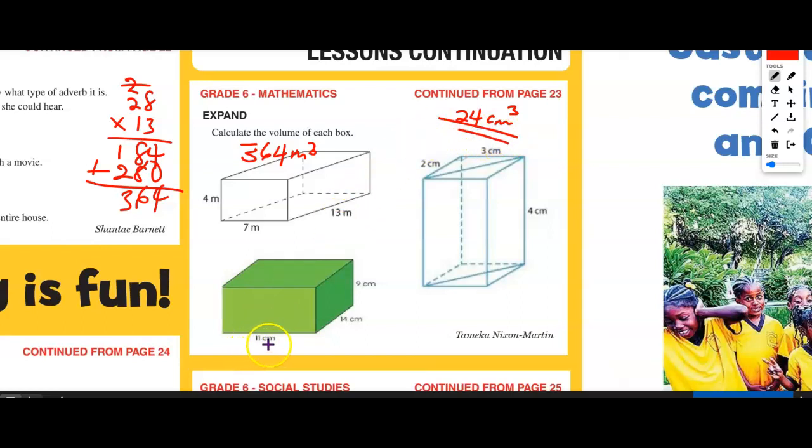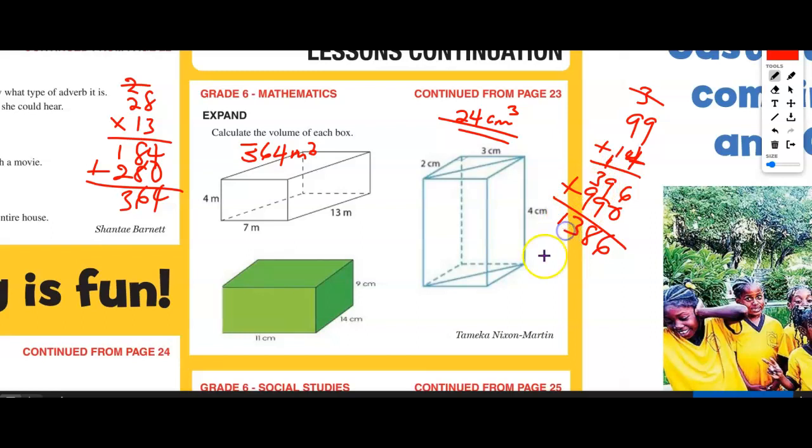This one is 11 by 14 by 9. So let's go with 11 by 9. That's 99. So 99 now by 14. So 99 by 14. 4 nines would give us 36. Let's write 6 and carry 3. 4 nines, 36, and 3 gives us 39. Placeholder. 1 times 9, 9. 1 times 9, 9. Let's add these. This would be 6, 9 and 2 is 18, right? 8 and carry 1. 9 and 1 will be 10. 10 and 3, 13. 1,386 cubic centimeters.